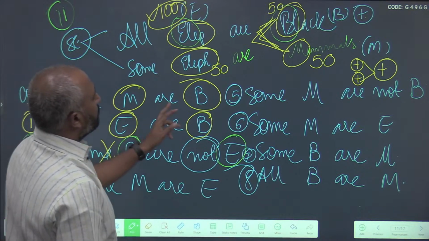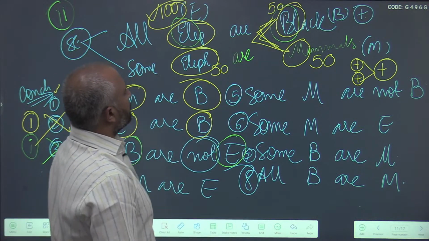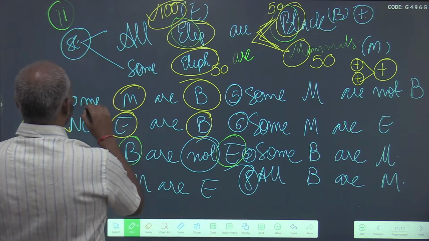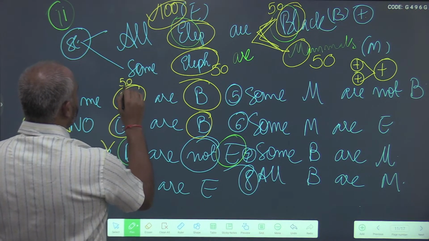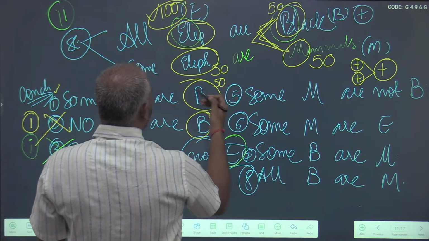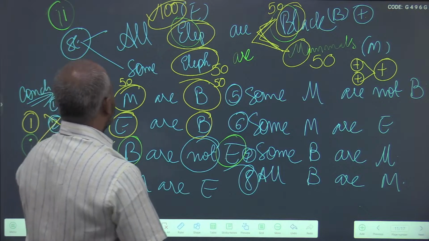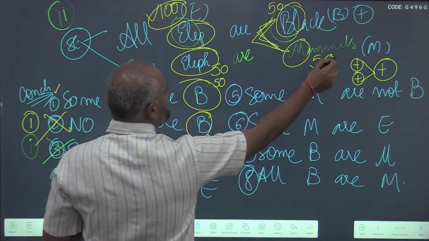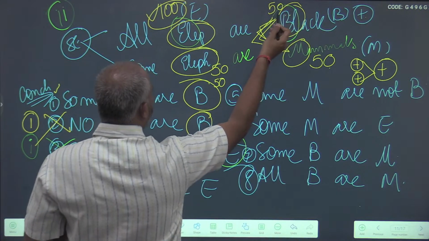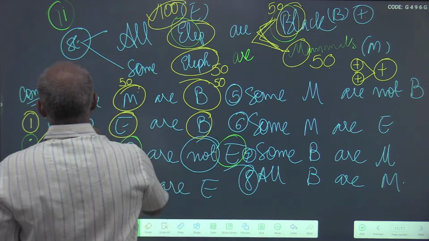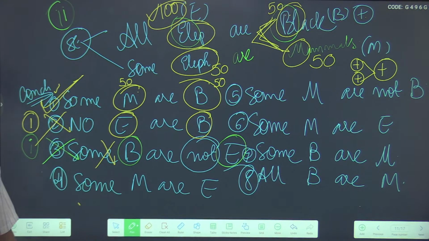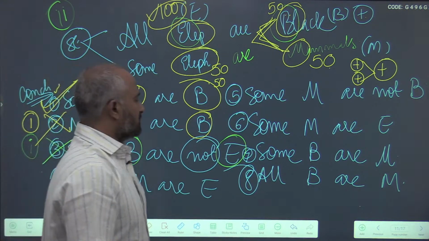Now check for the values. Some M are B, so this is a particular statement. M is 50. B, since this is a positive statement, is also 50. M has a value of 50, and 50 can become 50. Next, B has a value of 50, and 50 can become 50. So statement 1 is valid. Statement 1 is true.